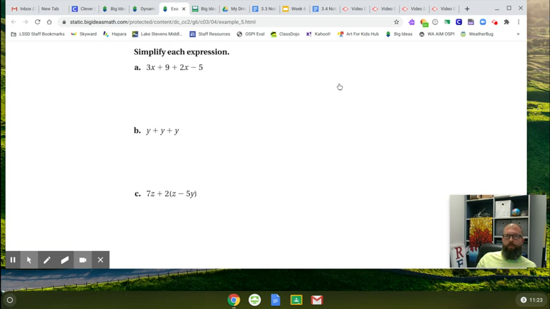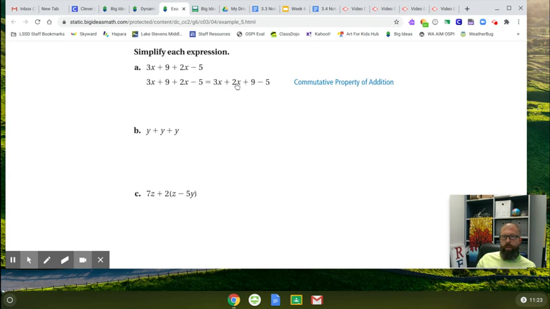Now we're going to talk a little bit about like terms and what we can combine and what we can't. So, we're going to simplify each expression. We have 3x plus 9 plus 2x minus 5. Well, we see that 2x and 3x are alike. Those are called like terms because they both have the same variable, which is x. And 9 and 5 are alike. They're both constants. They don't have a variable, so those are alike, aren't they?